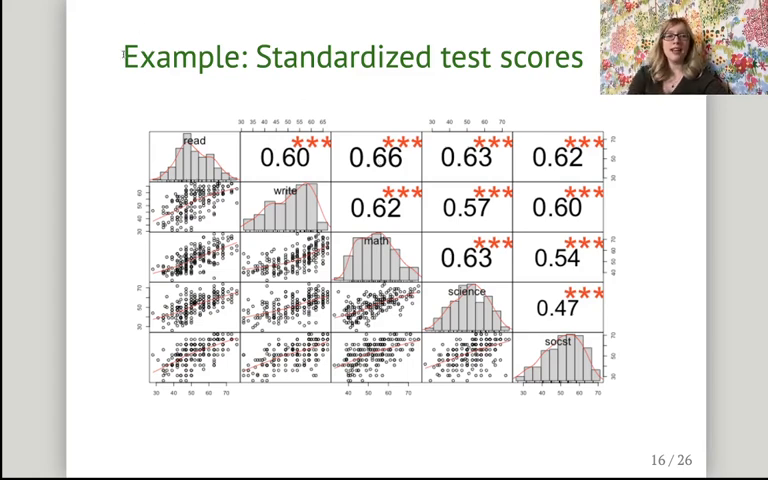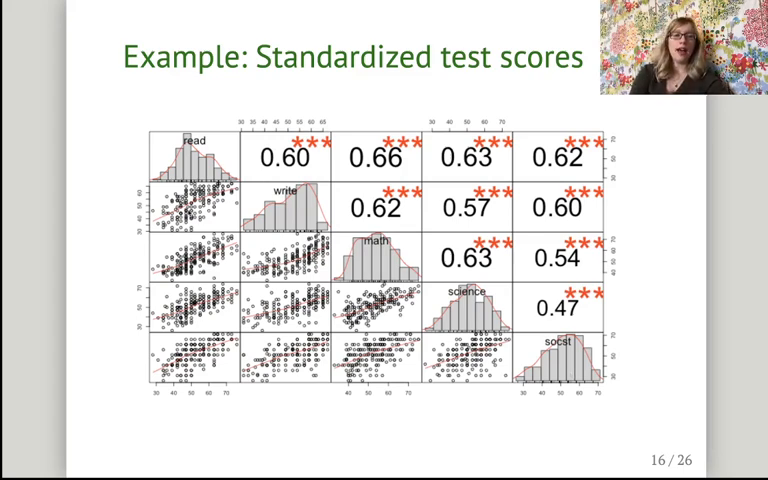So on the diagonal entries, we have histograms for each of these, along with a smooth curve or a density curve drawn over each histogram. So we can see what the distribution of reading scores looks like, what the distribution of writing scores looks like, what the distribution of math scores looks like, science and social studies.